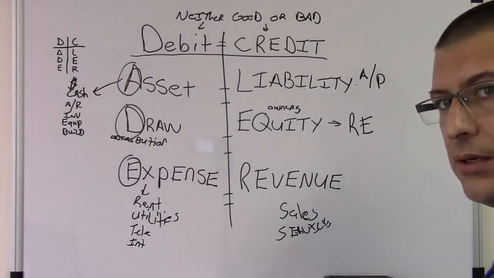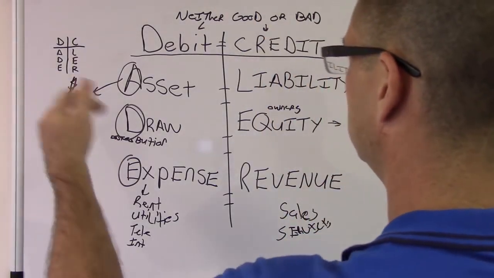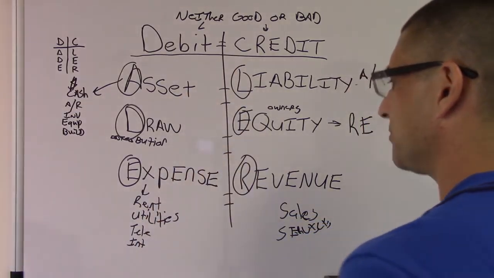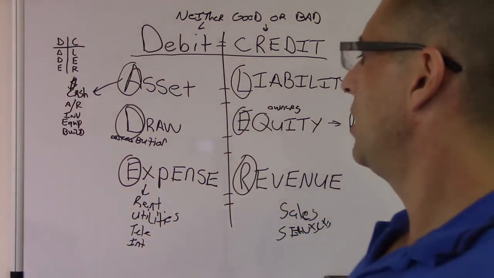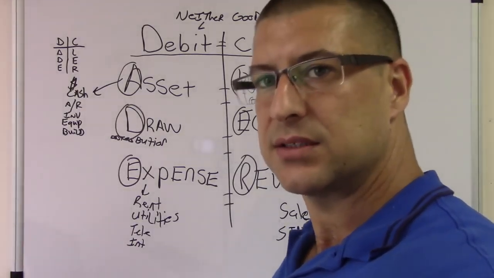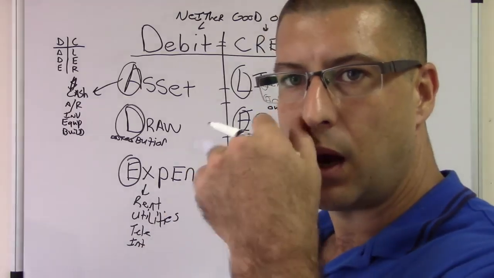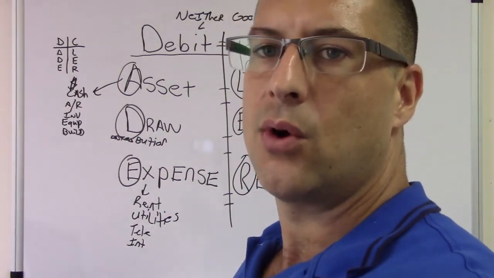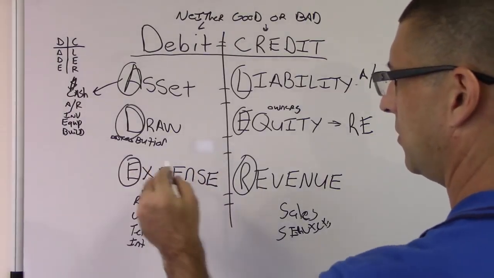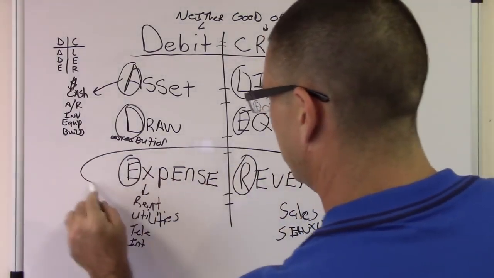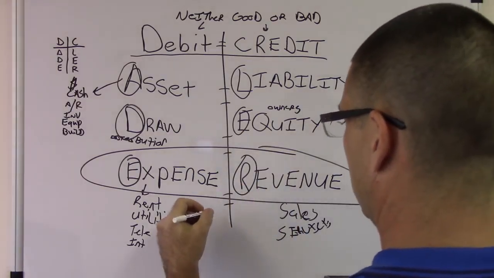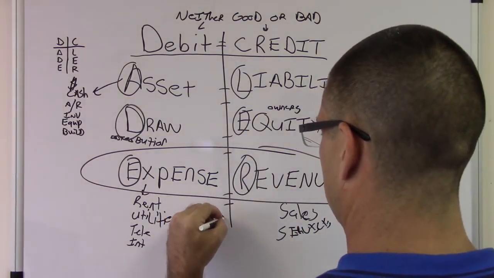Anyways, so let's get back to this. So that's DC AID LER. So you know kind of what they are. All right. Now we're gonna do some journal entries in the next video. I just want you to know, watching this one, that expenses and revenue, that's the income statement here. This is what's on the income statement.